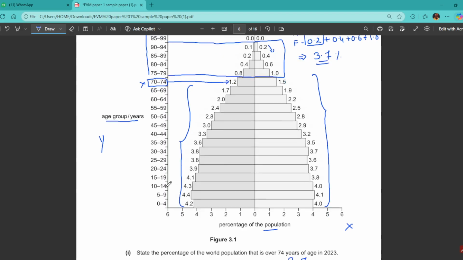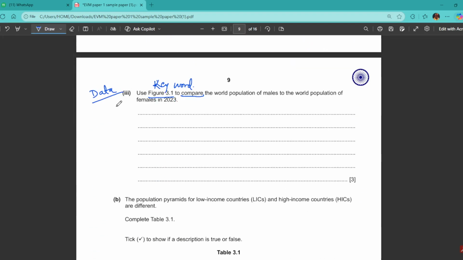Okay, so the graph itself says that the overall percentage of males is more than females. Okay, this is one of our statements from the graph. Now how do I justify it or the data here?